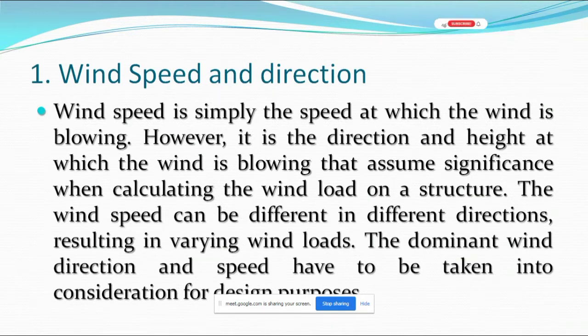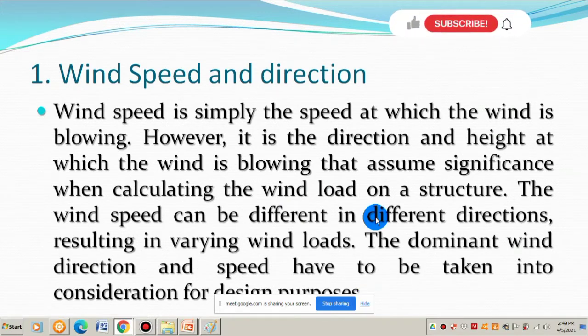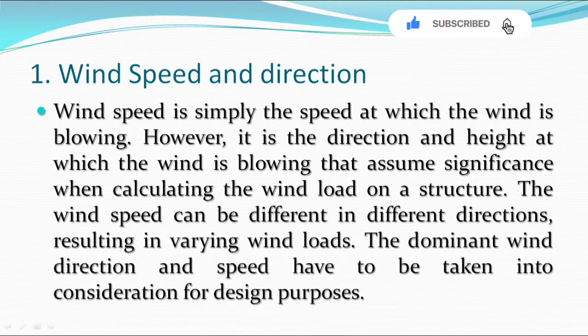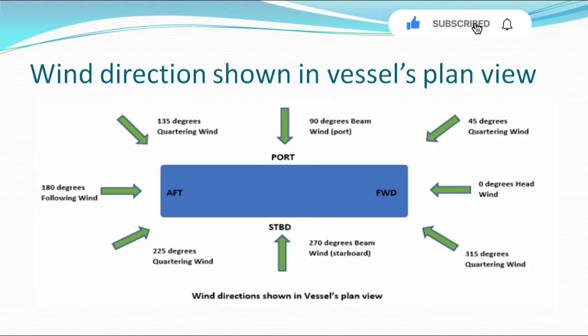So we have the wind speed and direction. The wind speed is simply the speed at which the wind is blowing. However, it is the direction and the height at which the wind is blowing that assumes significance when calculating the wind load on a structure. The wind speed can be different in different directions, resulting in varying wind loads. The dominant wind direction and speed have to be taken into consideration for the design purposes.